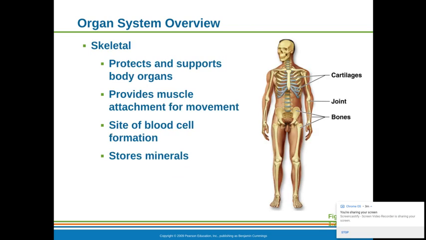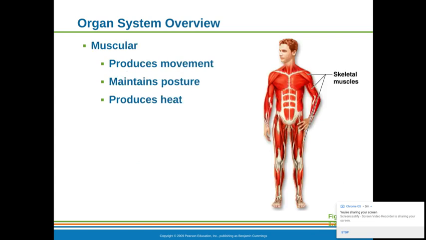Now, the skeletal system, it protects and supports our body organs. It allows a place for muscle attachment. We see the word movement right here. It's actually locomotion. We'll talk about that later in this course. It's also the site of blood cell formation. So at the long parts of the bone and the ends of the bone, we actually find our red and white blood cells being produced there. And it's also a storage site for minerals that are required for bone density and also for other physiological processes within the body.